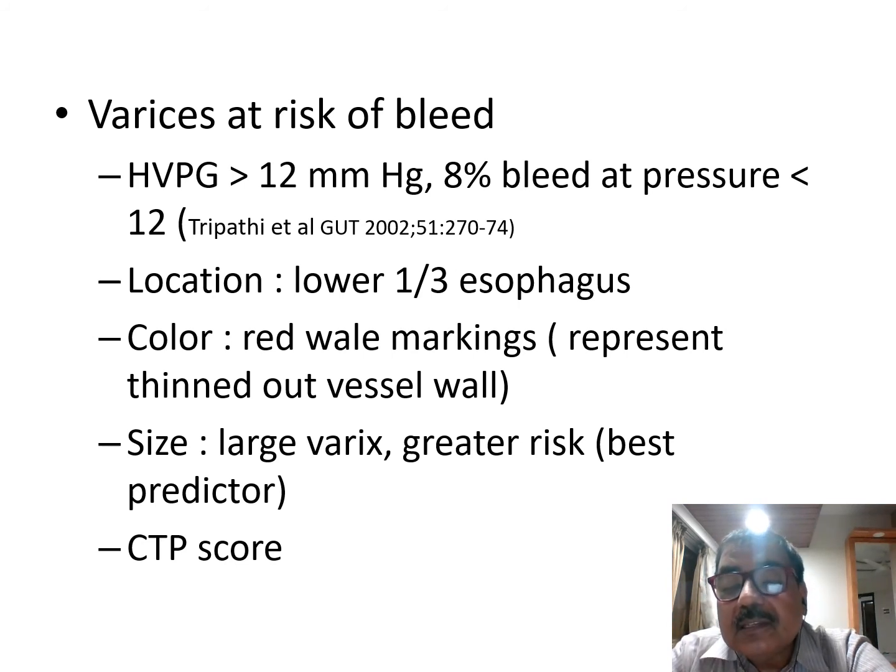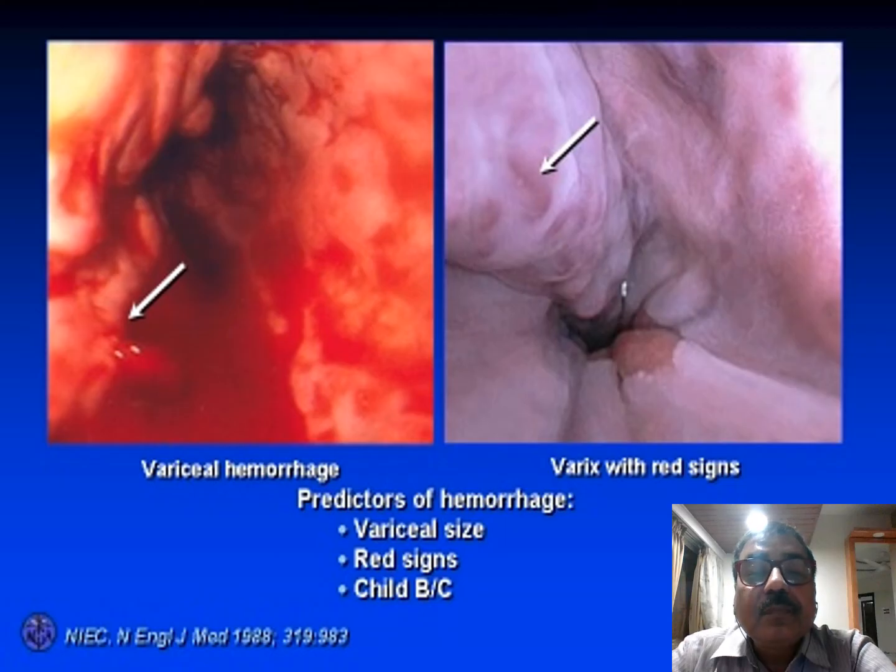The concept is, you identify the larger varices and the thinner vessels, and then you treat them endoscopically in the interest of the patient. What you are seeing is a variceal hemorrhage, and here you find a large varix with redness. So what is it? It is the predictor of the bleed.